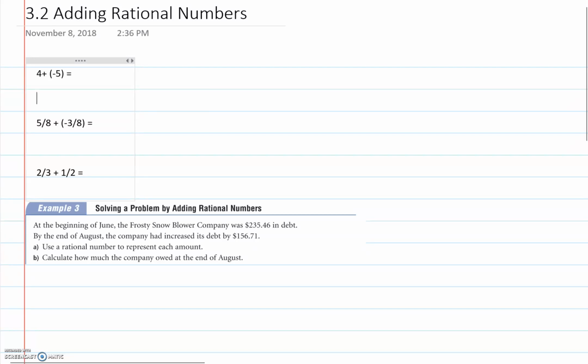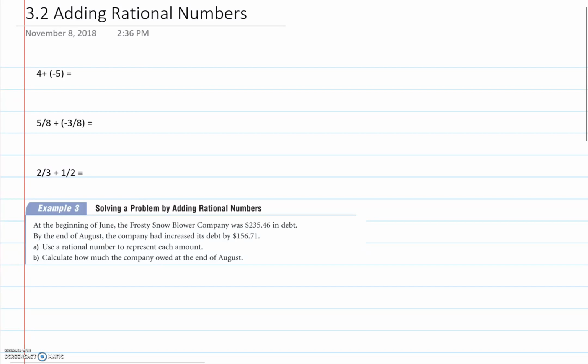So first of all, when we're talking about adding rational numbers, we have to remember what the definition of rational numbers is. If you haven't seen that video, please watch it, or if you don't remember the classification of rational numbers, please look at that video, because that's going to be useful for simplifying and making common denominators.